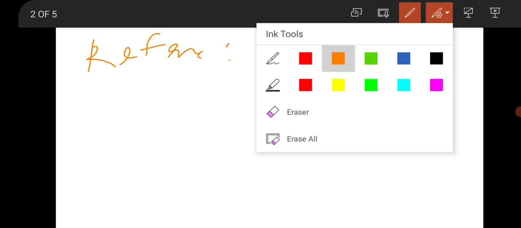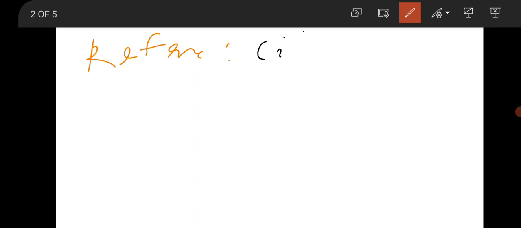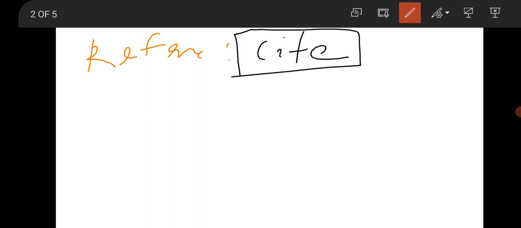reference can be related to. Basically, reference is related to citation, so it will be cite. In research, we use the terminology citation. That means if you are taking some reference or any kind of paper for your work, then you have to cite that paper. So reference will be cite. It is also a 1 mark question.